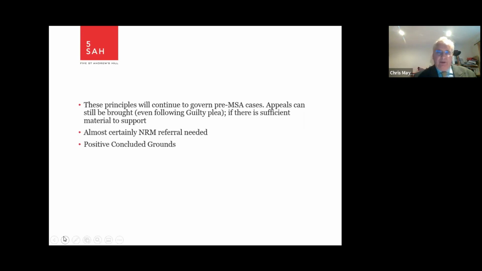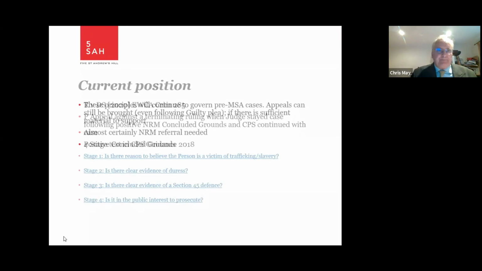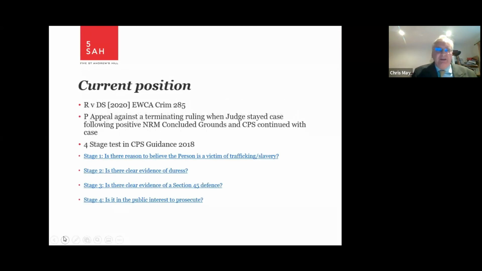So the key thing to remember from that is that even if you do have a negative NRM concluded grounds decision, that isn't necessarily the end of it. A Section 45 defence can still be, it's hard to do, but it can at least, in theory, be advanced even without one.